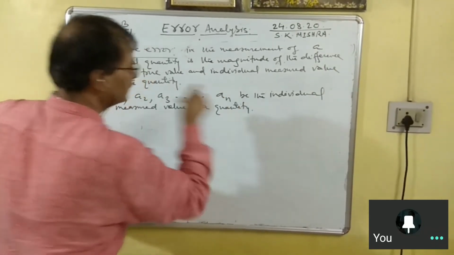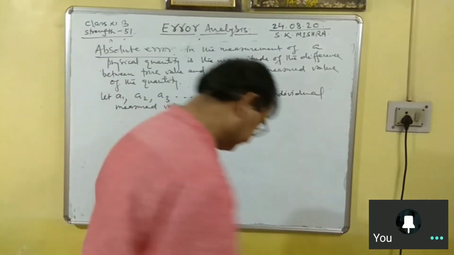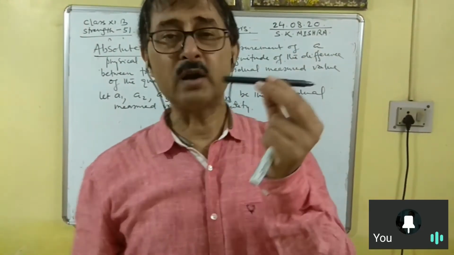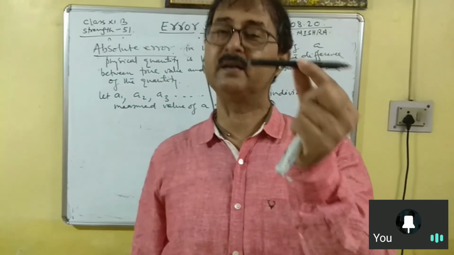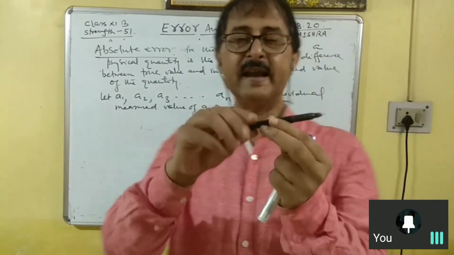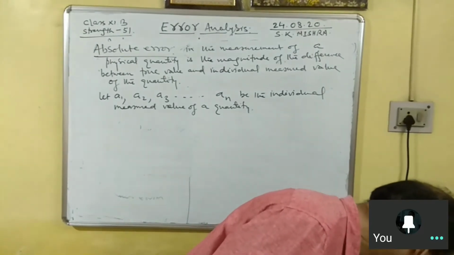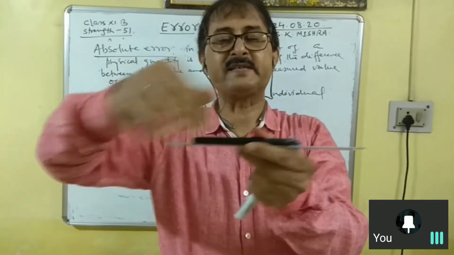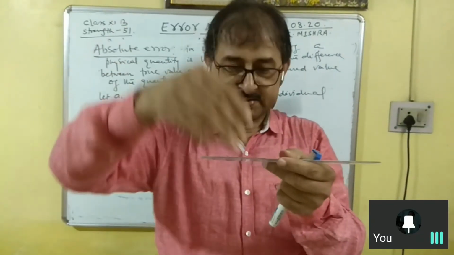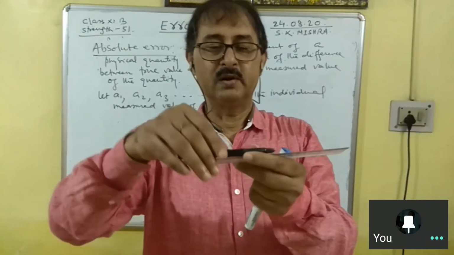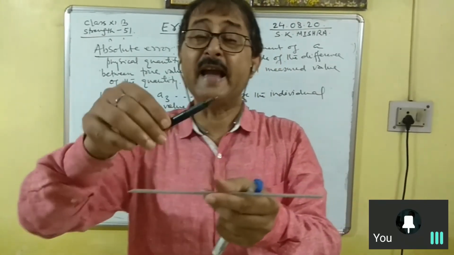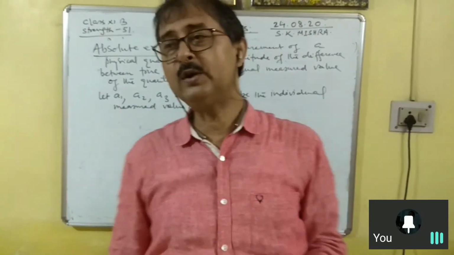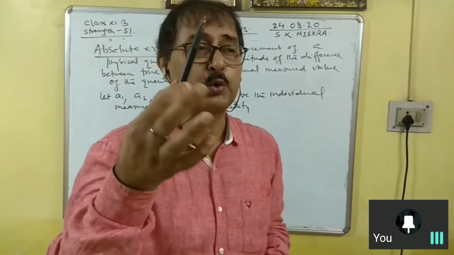Suppose you are going to measure the length of this pen. It is not known to you what the actual length of this pen is, and you measure the length using a scale. First time you put it, the reading is A1. Again you put it a second time, the reading is A2. Third time A3. This way you take n readings of the length of this pen. Then how will you come to know the true value, the true length of the pen?